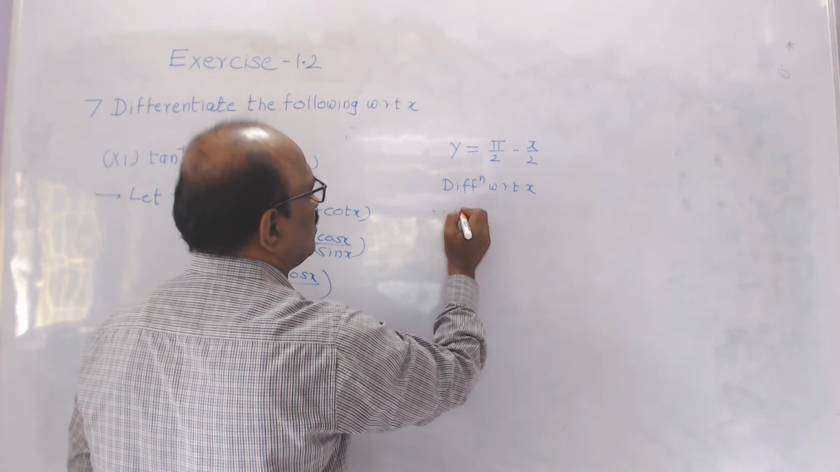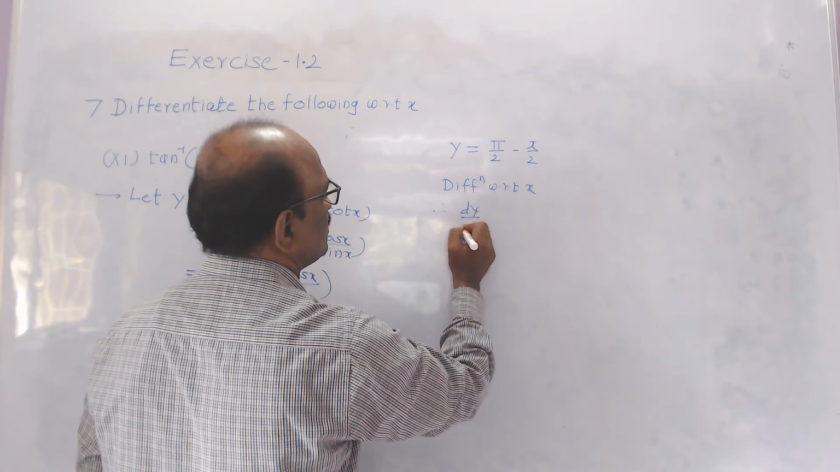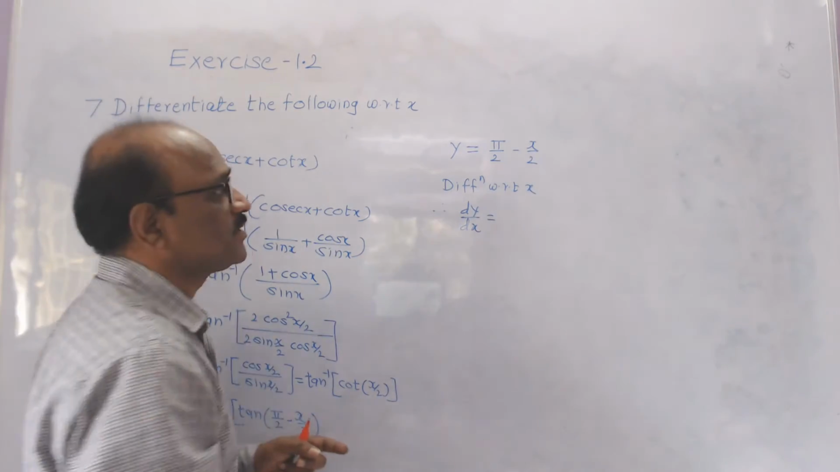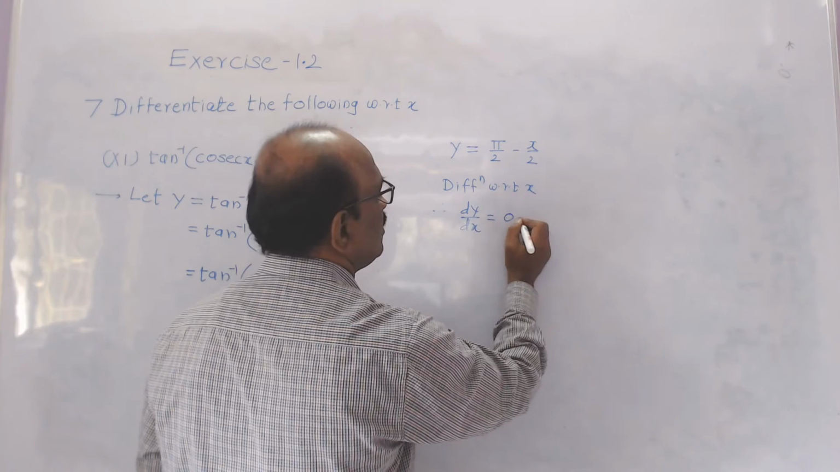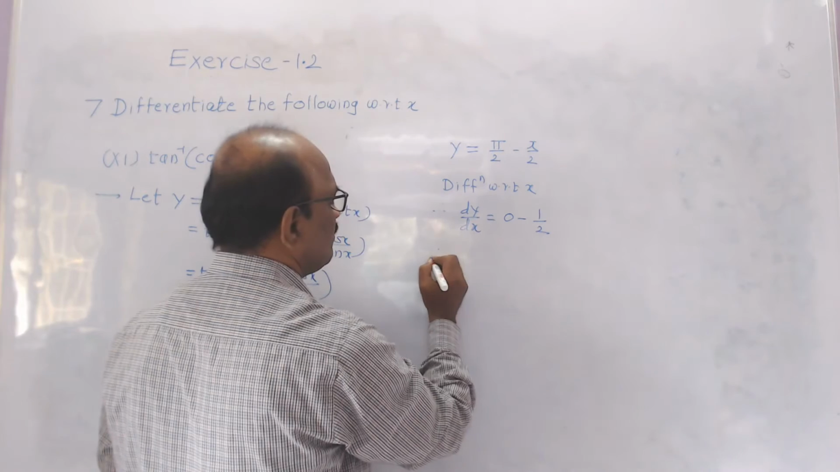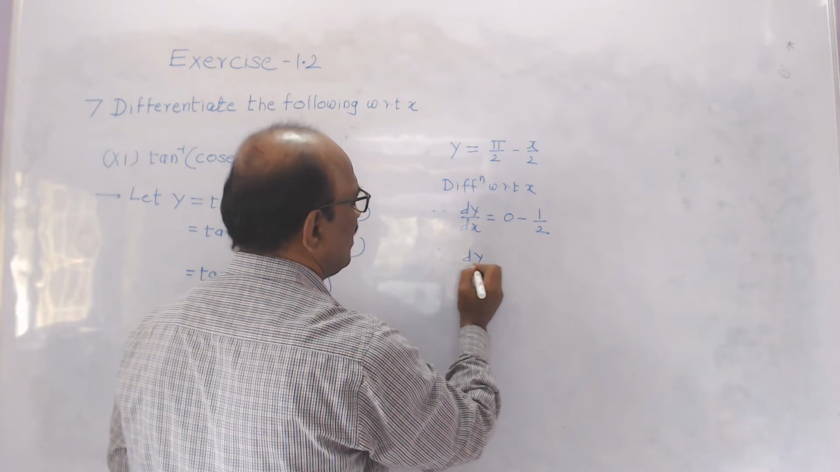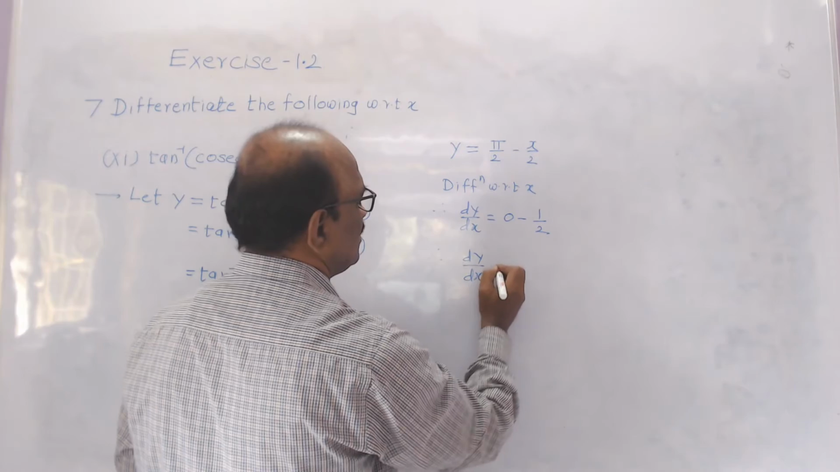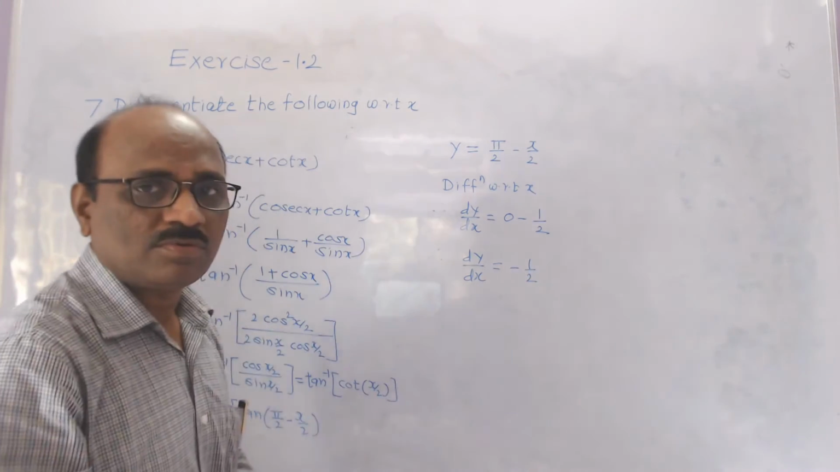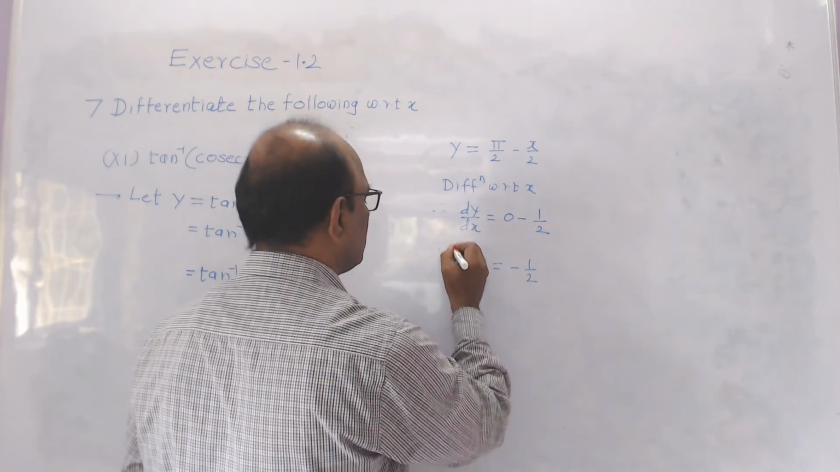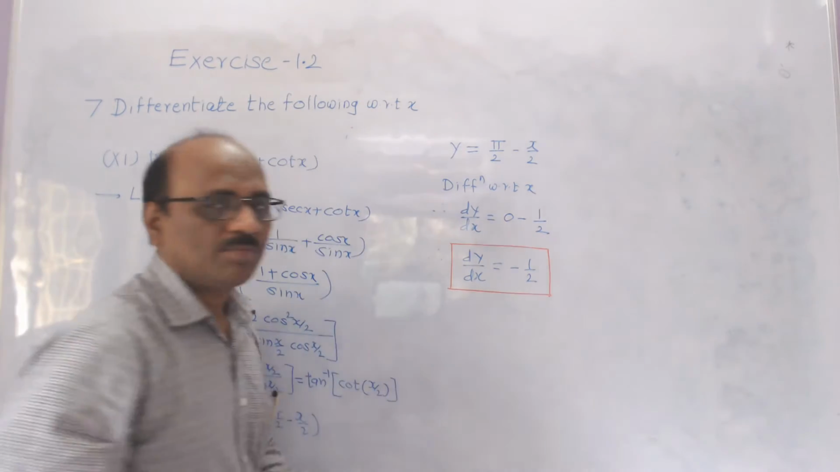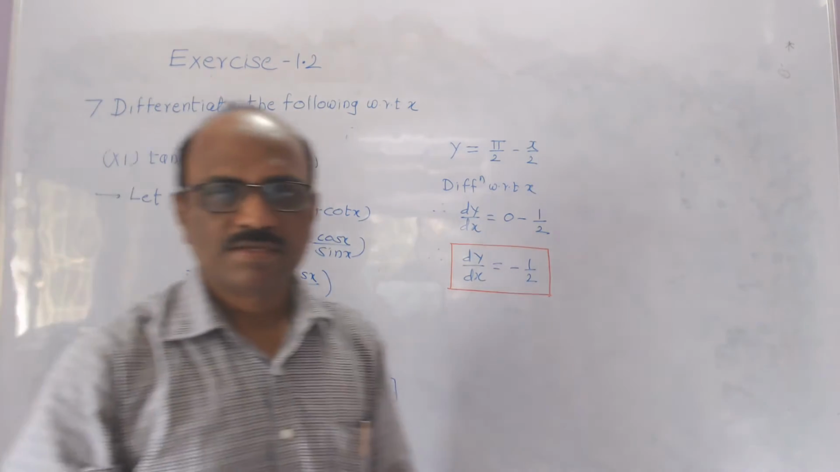Therefore, dy by dx is equals to, what about the derivative of pi by 2? It's a constant, its derivative is 0, minus the derivative of x, which is 1 upon 2, and therefore dy by dx is equals to minus 1 upon 2. Its derivative is minus 1 upon 2. I will take the next problem.